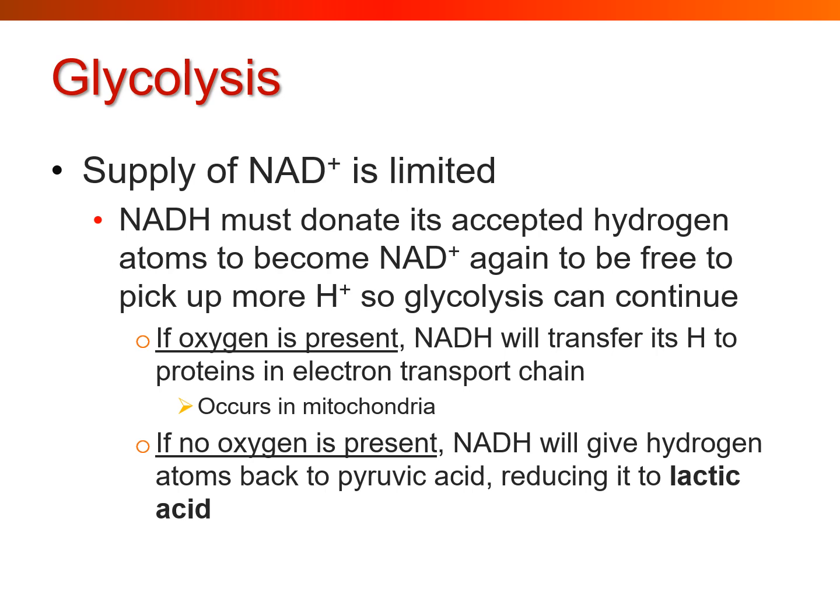So if oxygen is present, NADH will ultimately, this is later on, transfer that hydrogen to proteins in the electron transport chain, and all that's going to occur in the mitochondria, and that helps create ATP. If there's no oxygen present, then NADH will give the hydrogen atoms back to pyruvic acid, and it's going to convert it into lactic acid, and then the liver has to do something with it. So NAD ends up being a limiting factor in our glycolysis production.